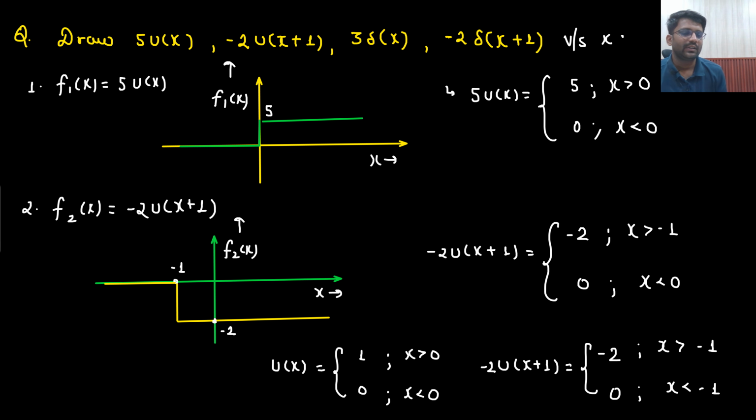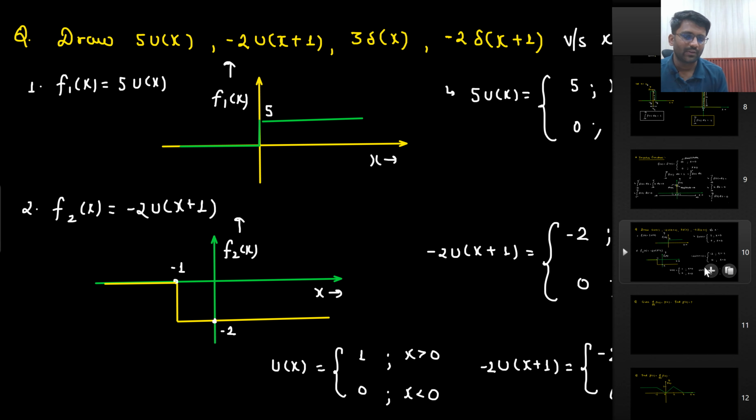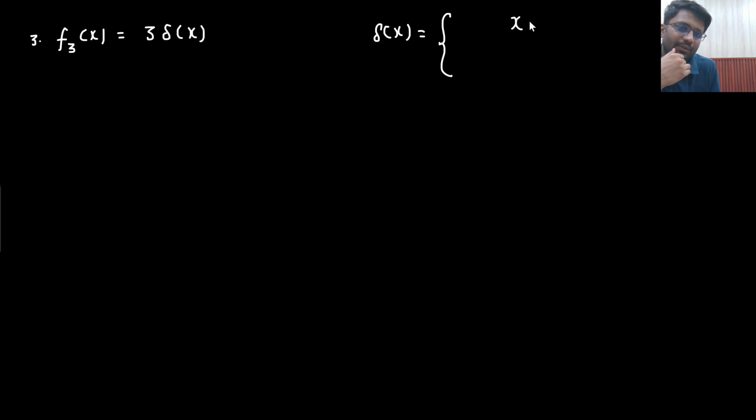Now next we need to draw 3 delta x. What is the meaning of 3 delta x? How is delta x defined? Delta x will show infinite amplitude if x equals 0, and it will show 0 amplitude if x is not equal to 0.